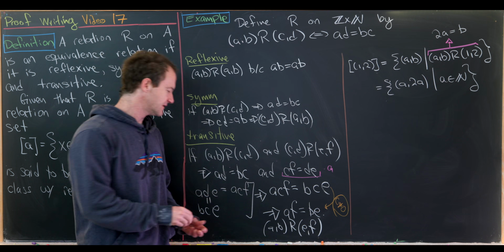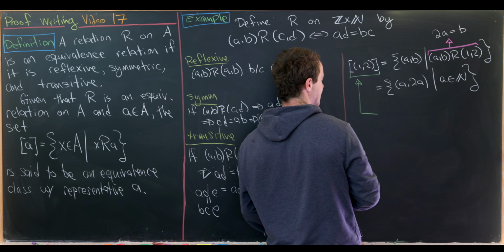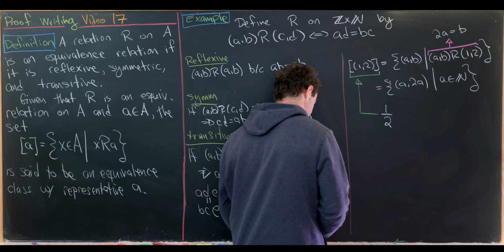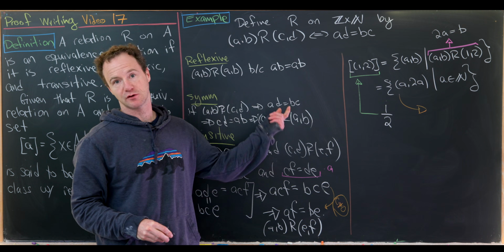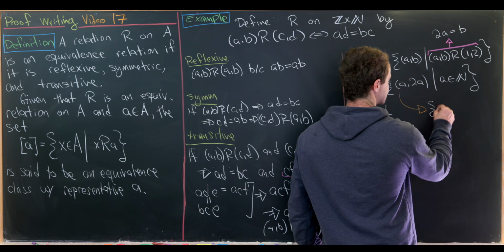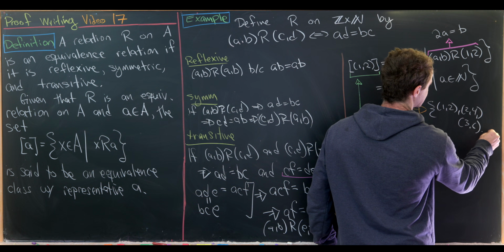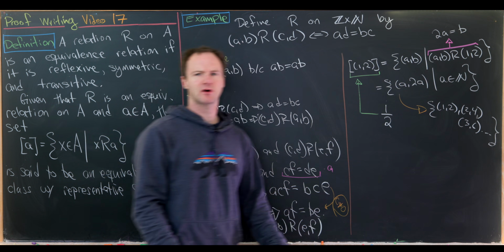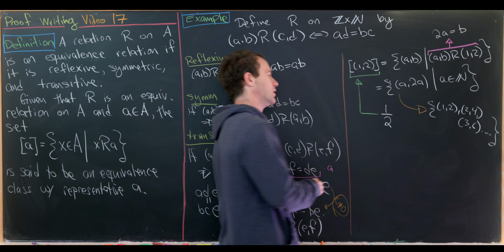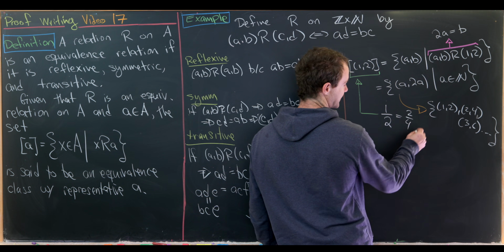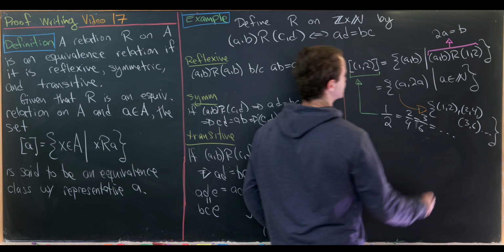Okay, but that gives us a motivation of how this should be interpreted. So this equivalence class we can interpret as the number 1/2. And that motivation comes if we write out what this equivalence class looks like. It looks like the set containing (1, 2), (2, 4), (3, 6), and so on. But other than 1/2, those are all non-simplified versions of the fraction 1/2. Notice 2/4 is the same thing as 1/2, 3/6 is the same thing as 1/2, and so on.